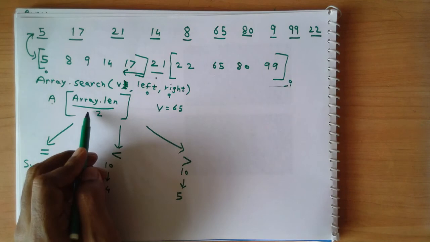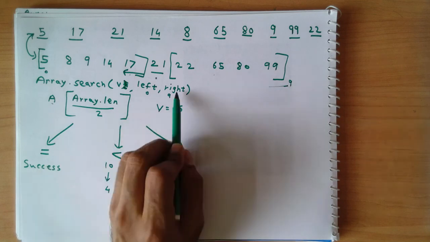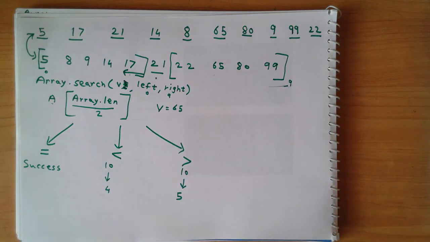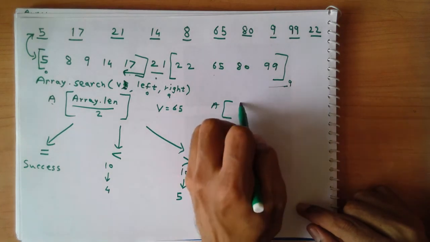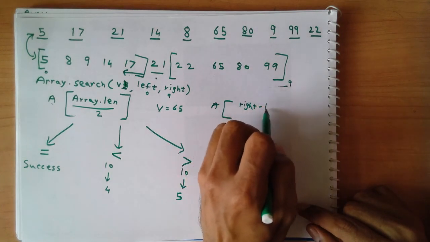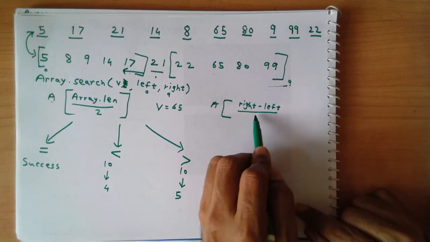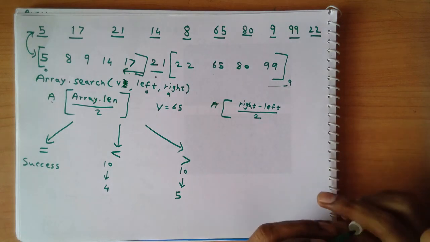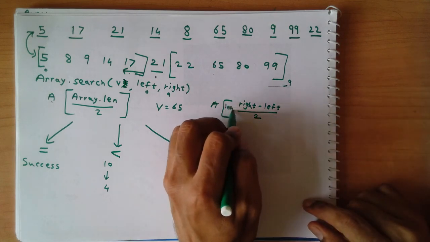And then instead of computing the middle element as length divided by 2, I will say that it is going to be right minus left divided by 2. Okay, so that's the change I will have. So I'll access the element A at right minus left divided by 2, and to that I have to add something. Okay, what is it? I have to add the value of left.